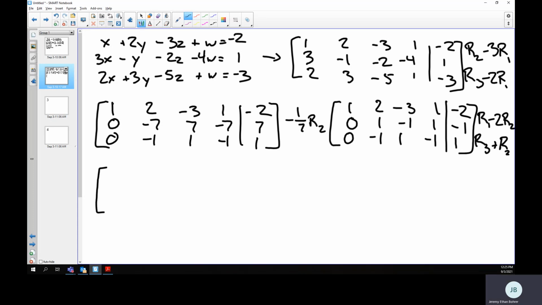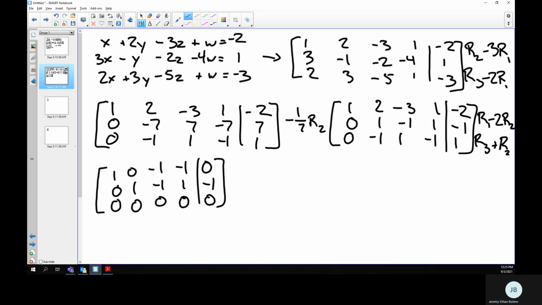Which gives us our final matrix, 1, 0, -1, -1, 0, 0, 1, -1, 1, -1, 0, 0, 0, 0, 0. This gives us a couple of equations that define this. x minus z minus w equals 0, and y minus z plus w equals -1.